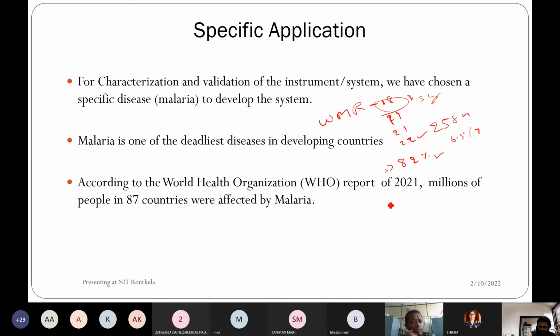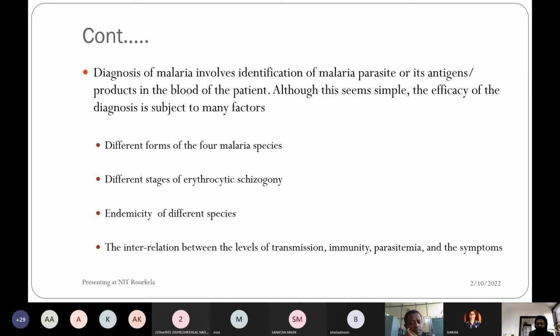Okay, so coming to the worldwide situation, if you see, still around 87 countries are affected with malaria. Malaria diagnosis basically involves identification of the malaria parasite or its antigen-related products in the blood of any patient who is having the infection.